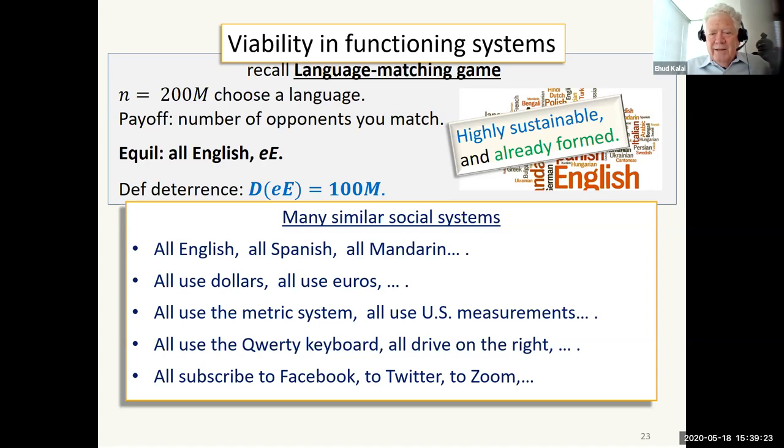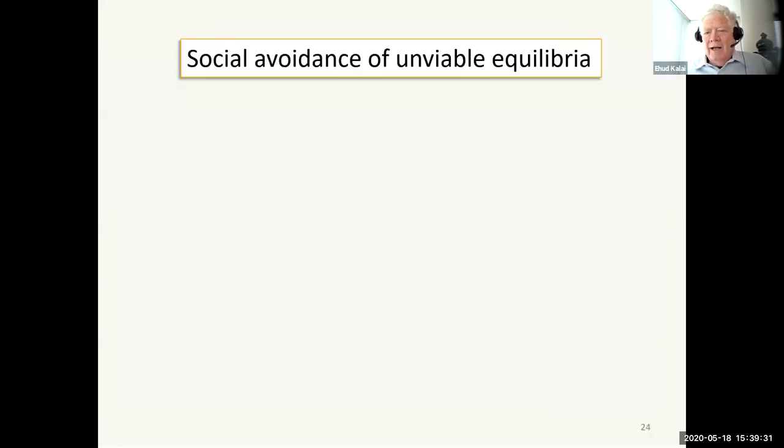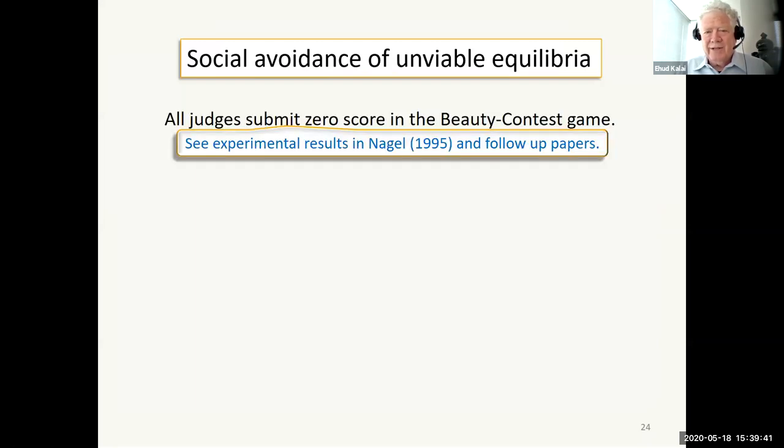So when I say that there are many viable equilibria observed in social systems, this is my argument for why that is. I want to show you that there are difficulties in social systems with unviable equilibria, but this is more difficult because they are unviable, so we don't see them. So let me go to indirect evidence.